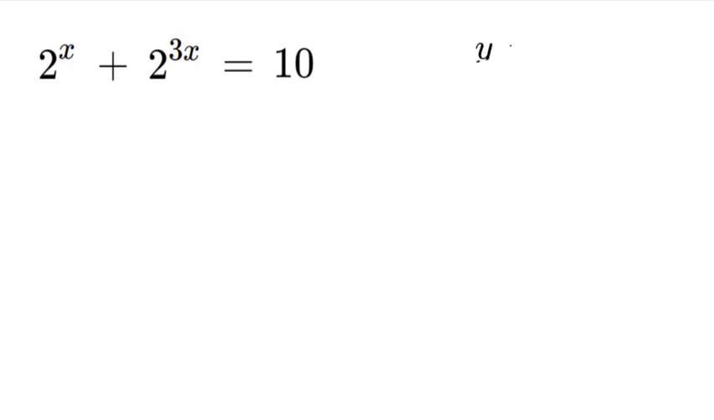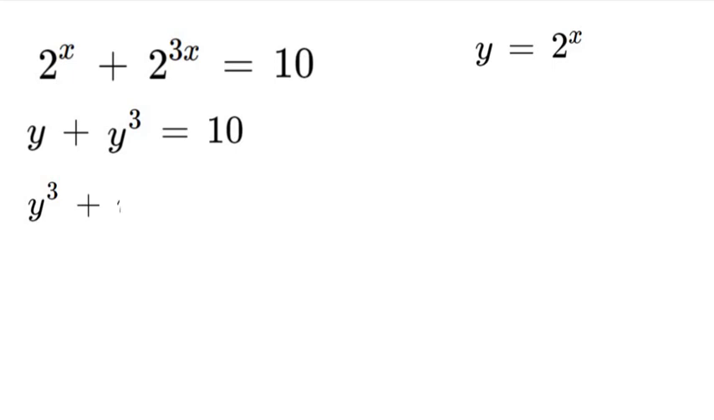So we'll say that y is equal to 2 to the power of x. So let's go ahead and write that in. We'll have y plus y cubed is equal to 10. Now we want to set this equation equal to 0, so we're going to subtract 10 from both sides. And that leaves us with y cubed plus y minus 10 is equal to 0.